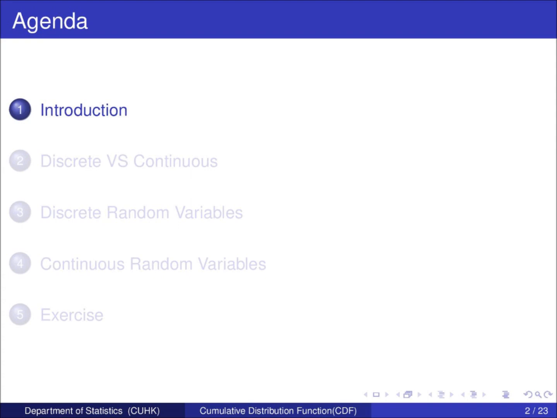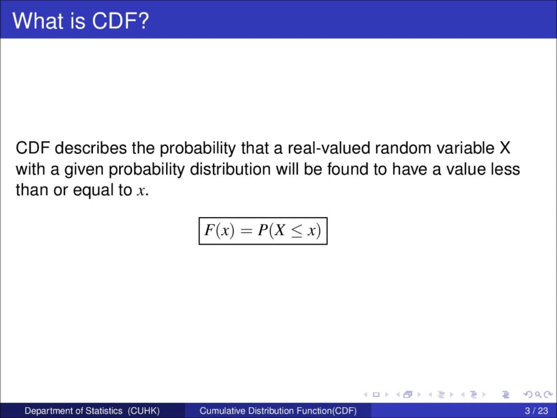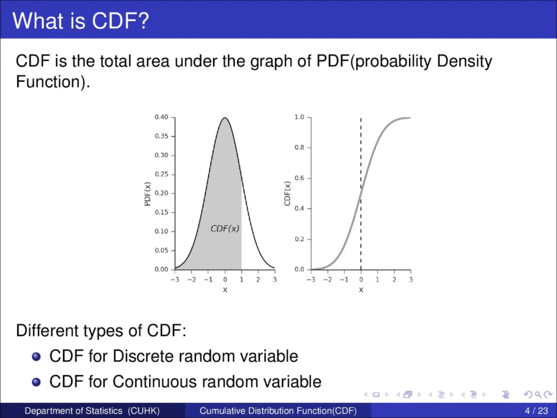What is CDF? By definition, CDF describes the probability that a real-valued random variable, capital X, with a given probability distribution will be found to have a value less than or equal to small x. We use capital Fx to represent the cumulative distribution function, which is Fx equal to the probability of capital X, the random variable, less than or equal to small x, a given value. CDF is also the total area under the graph of PDF, which is the probability density function.